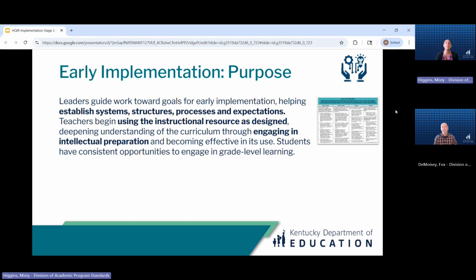This stage is about leadership establishing systems, structures, processes, and expectations, educators using the HQIR as designed, and engaging in intellectual preparation to just deepen their understanding of the HQIR at both the unit and the lesson level. So now let's look at some of the key responsibilities critical to success in this stage.